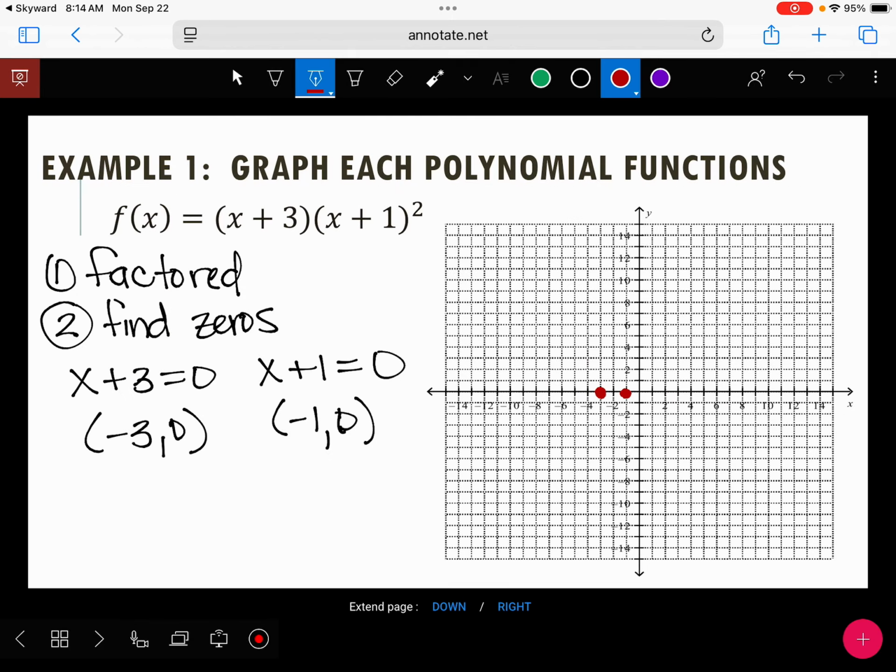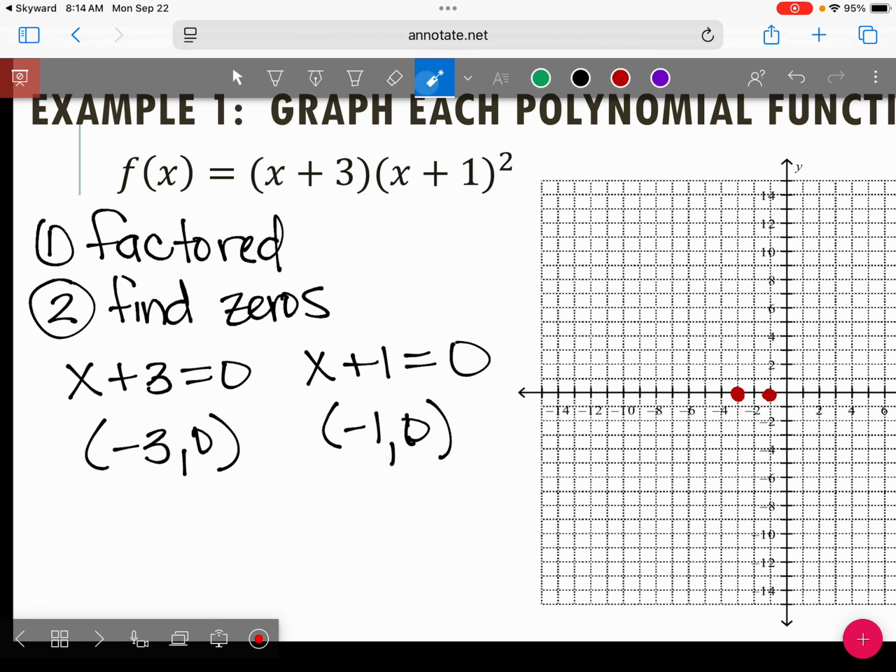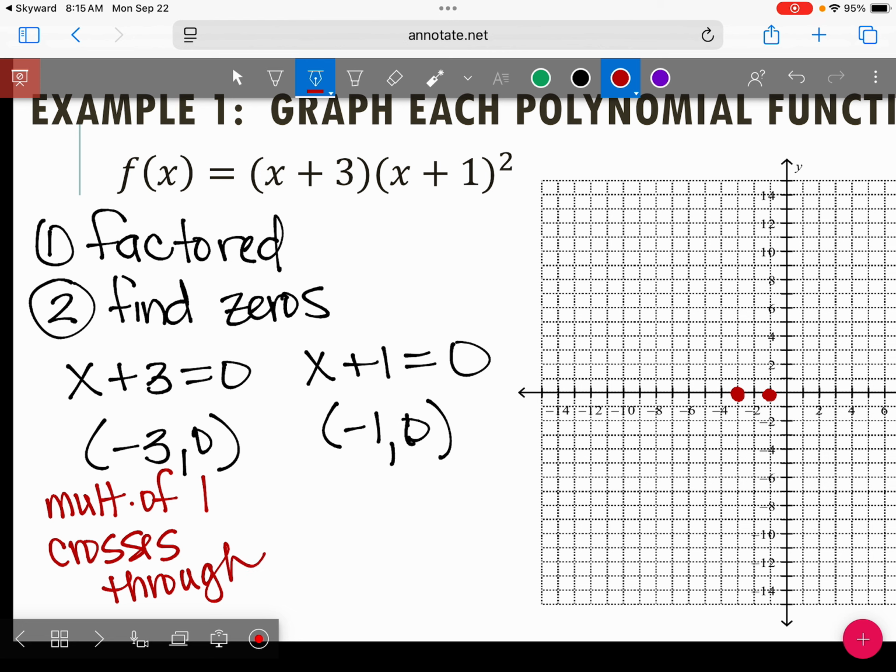Now, what's the multiplicity at this first 0, the -3? 1. So this one has a multiplicity of 1, which means it will cross through there. But for the x plus 1, that has a multiplicity of what? 2, which means it's going to touch or bounce. So this one is going to touch it, which is, to me, the same thing as saying bounce.